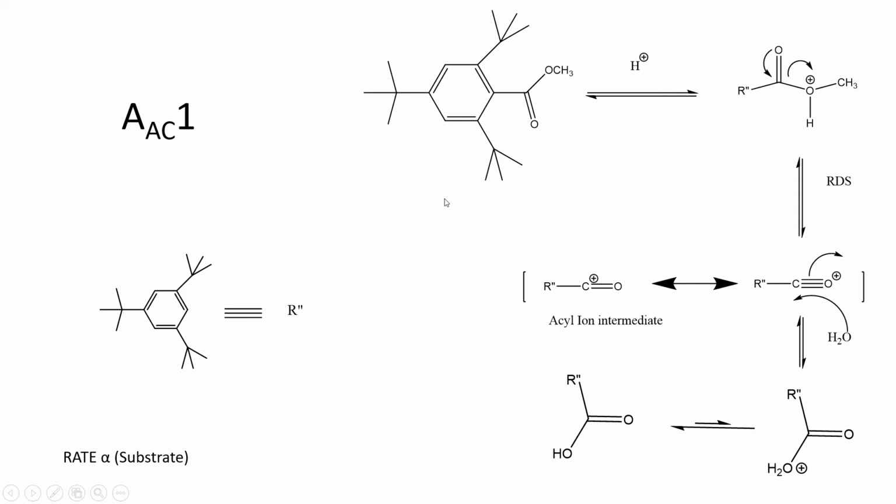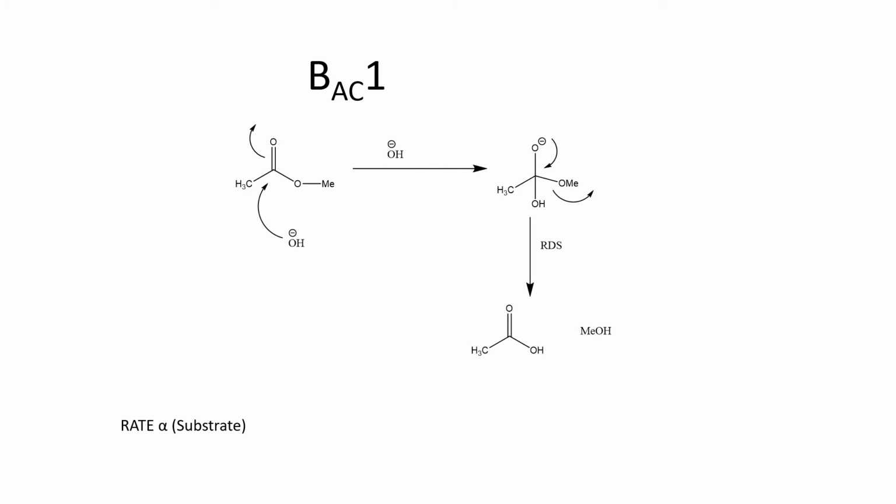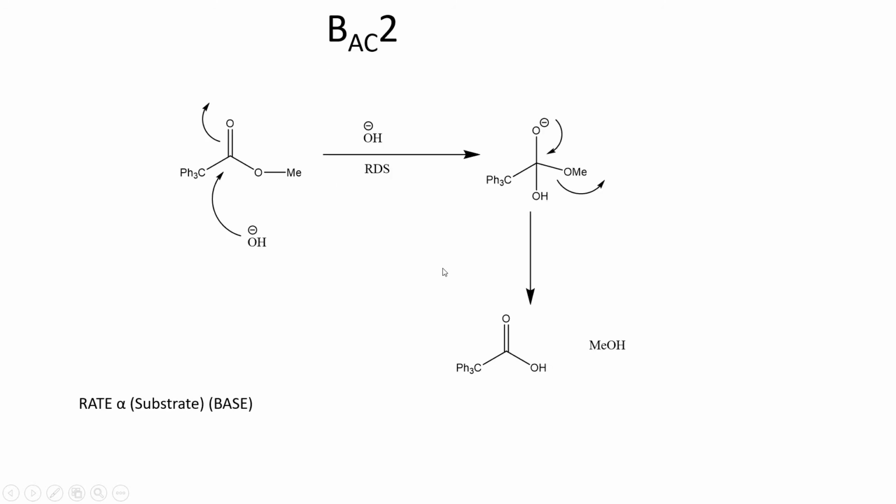Now see the BAC1 mechanism, that is base catalyzed acyl bond cleavage unimolecular reaction. We can see the mechanism here. First the base adds to the carbonyl group, and initially it's not the RDS step, the second step is RDS, so the reaction rate does not depend on base and the reaction becomes unimolecular.